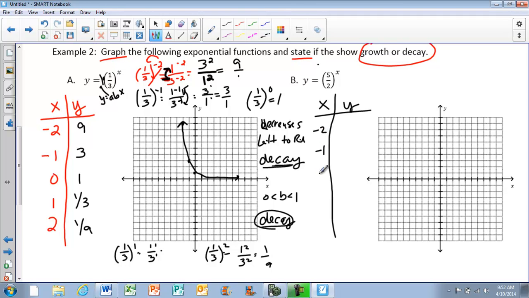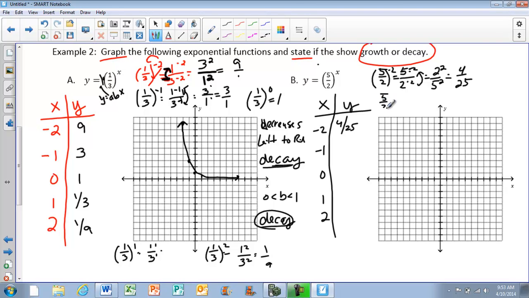-2, -1, 0, 1, 2. Okay, I'm going to take my x's and plug them in to find my y's. So 5/2 squared, negative. So I know I have 5 to the -2 over 2 to the -2. I switch those to make them both positive. 2 squared over 5 squared is 4/25. We want this as a fraction.